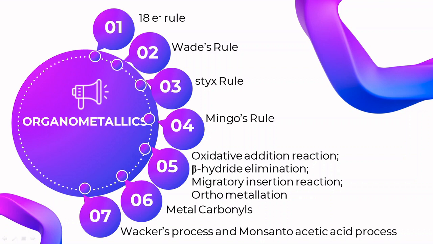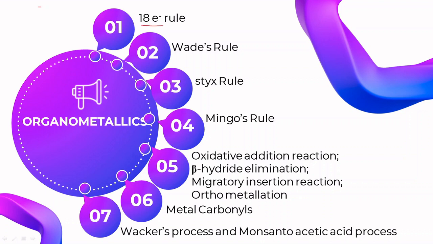Here, you can expect both direct and indirect questions, and many questions will be asked from organometallics. Definitely, you will be asked 25 to 30 marks from organometallics. So if you properly prepare organometallics, definitely you can score 25 plus marks. When you start learning organometallics, you start with the 18 electron rule.